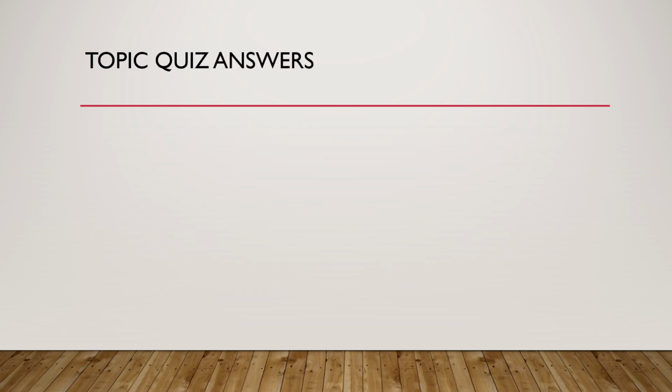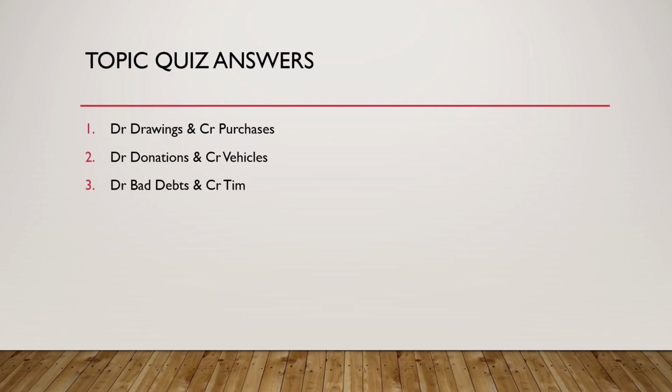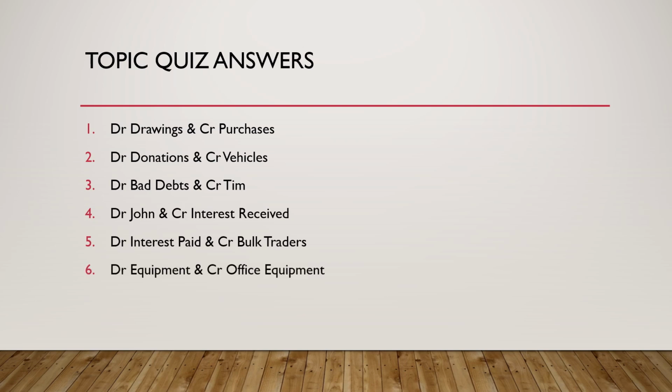Topic quiz answers. Number 1. Debit drawings and credit purchases. Number 2. Debit donations and credit vehicles. Number 3. Debit bad debts and credit Tim. Number 4. Debit John and credit interest received. Number 5. Debit interest paid and credit Bulk Traders. And then number 6. Debit equipment and credit Office Equipment.